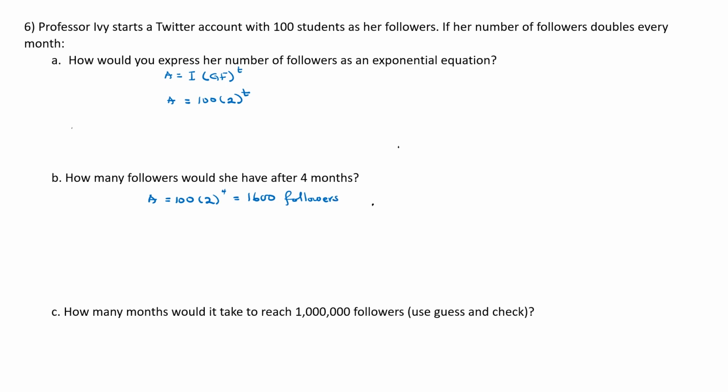To reach 1 million followers using guess and check, since our model is given by 100 times 2 to the power t, all we have to do is plug in some values for t that will get us to 1 million followers. That is when we'll have about 1 million followers.